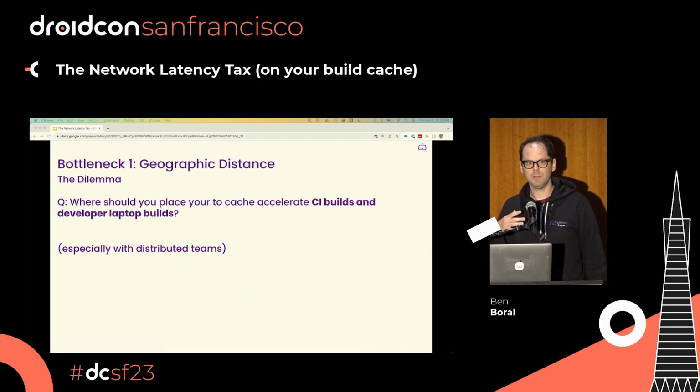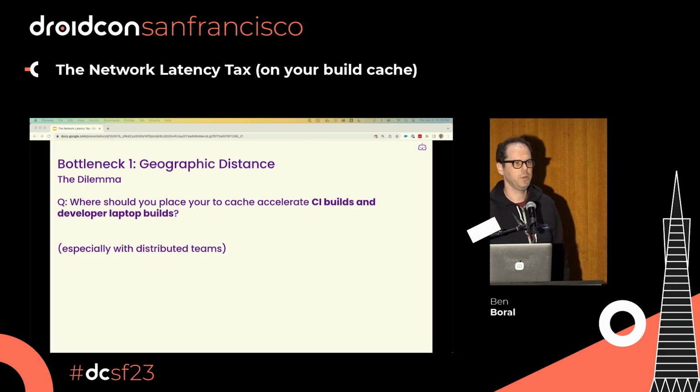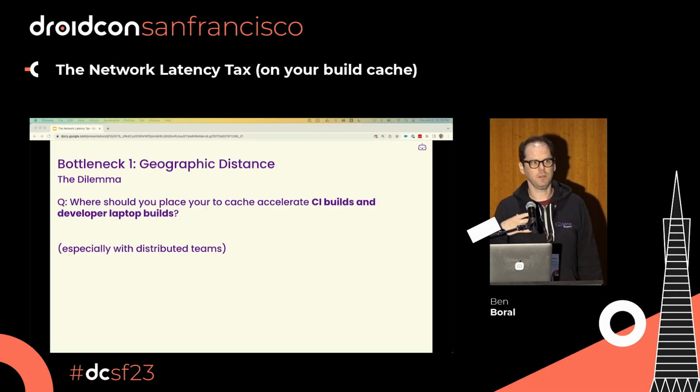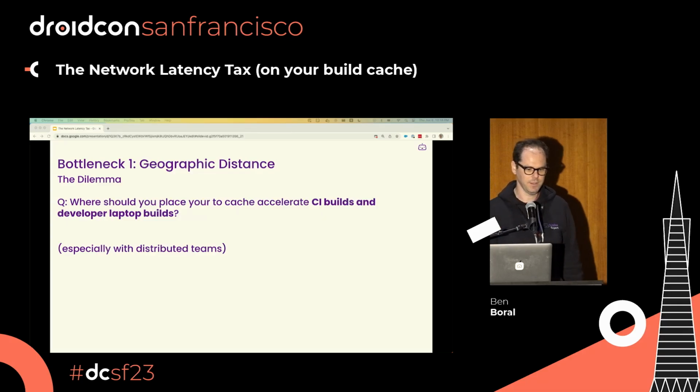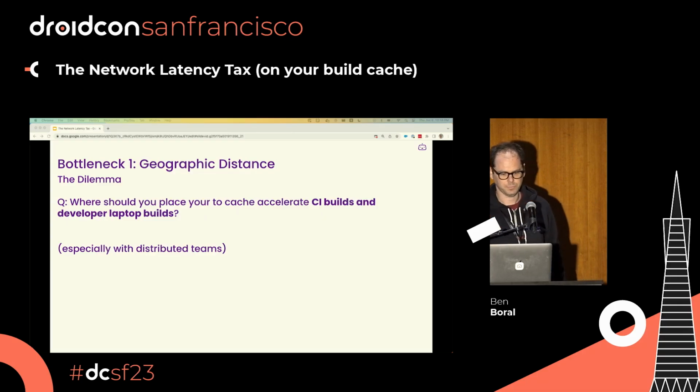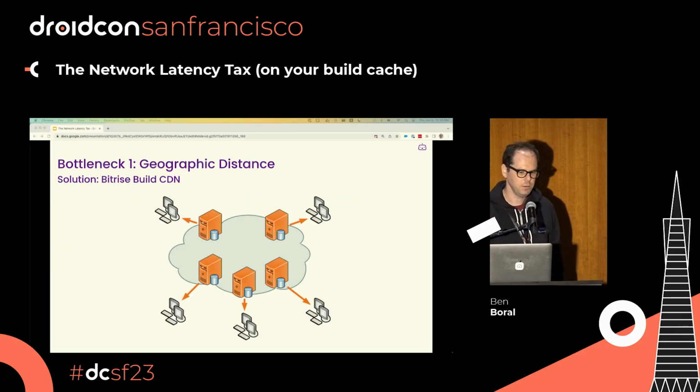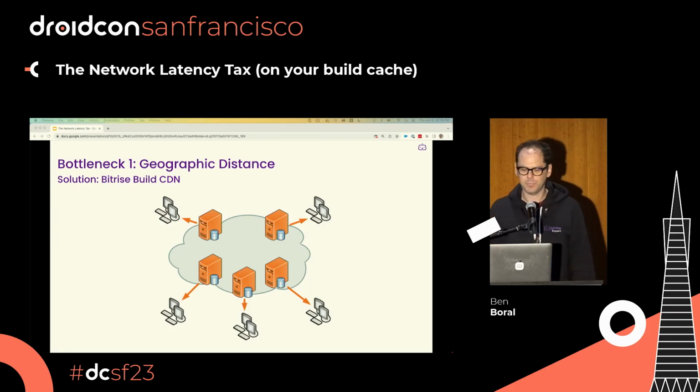So this presents a very challenging problem. Where do you put your build cache? You want it to be fast for your CI builds. You want it to be fast for all of your developers, right? And if they're globally distributed, that seems very impossible. So we came up with a solution. The solution is a CDN.